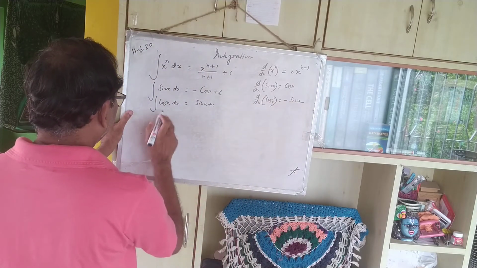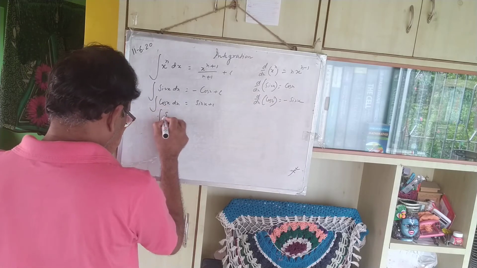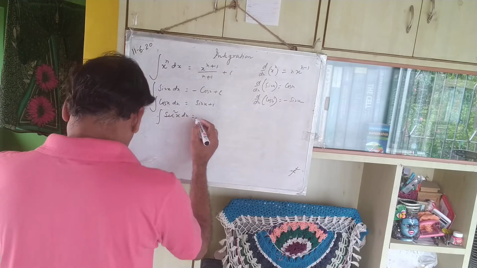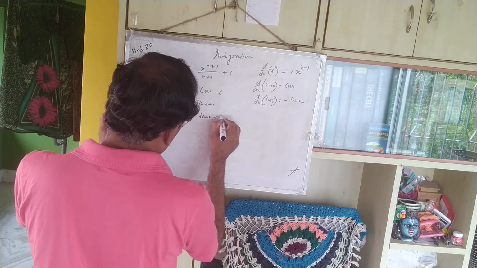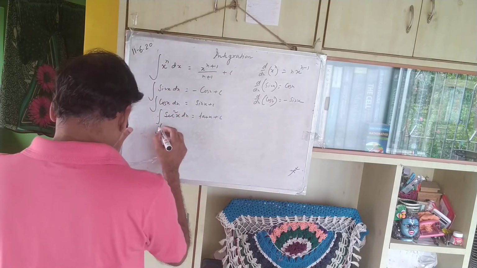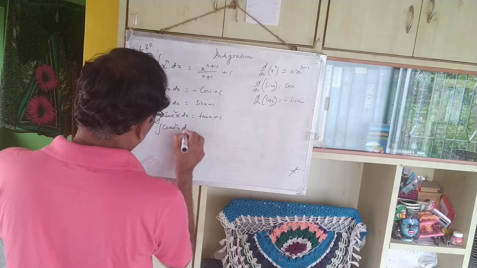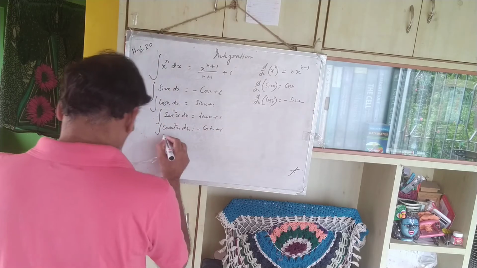The integration of sec square x is tan x. Integration of cosec square x is minus cot x plus c.